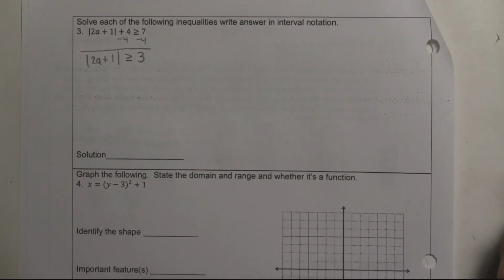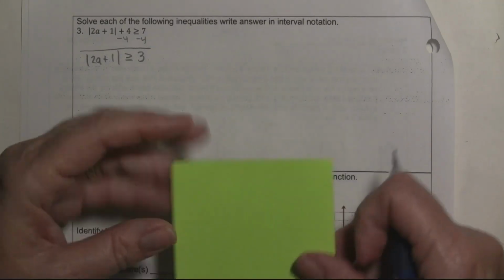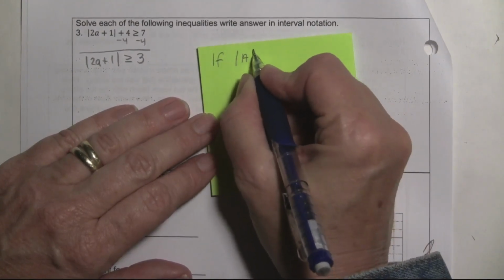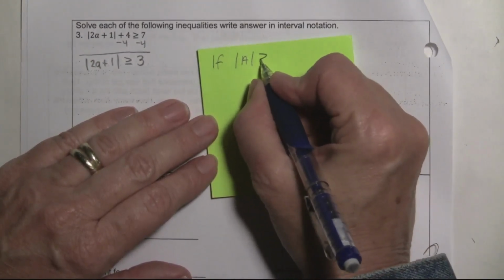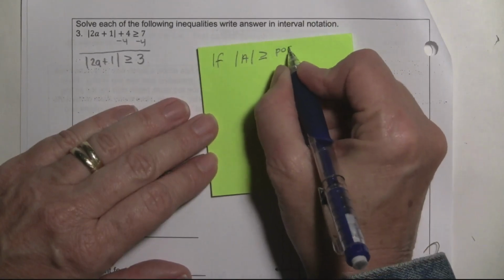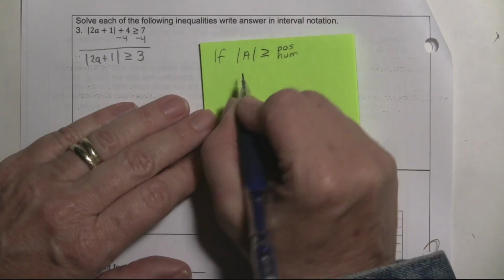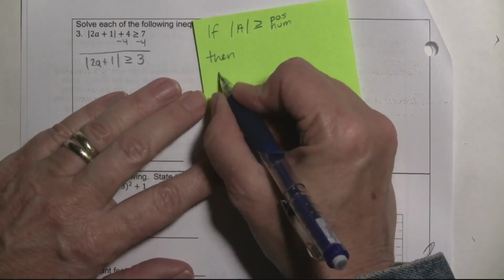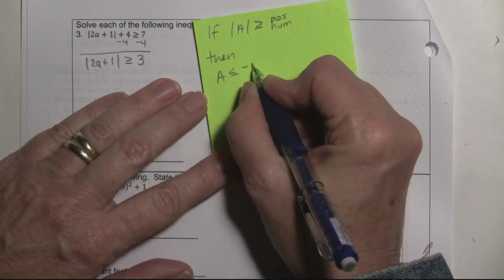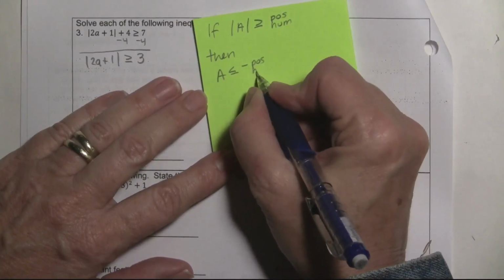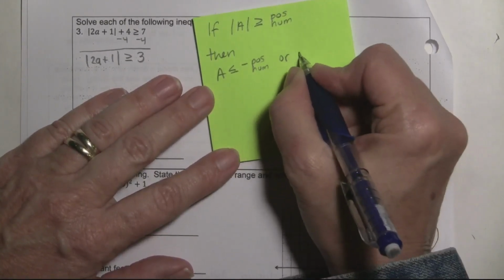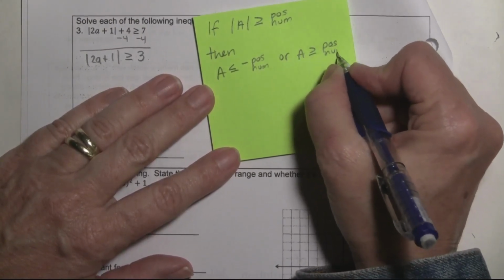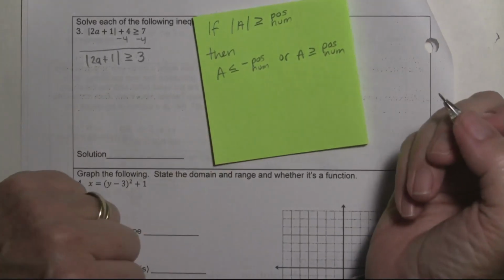And they say that if you have a greater than, and so they say this, if the absolute value of A, whatever stuff you have in here, is greater than some positive number, and then they say then A is less than negative of that positive number. This is just memorized. Or A is greater than that positive number. And then you solve that. This is the memory method, if you will.